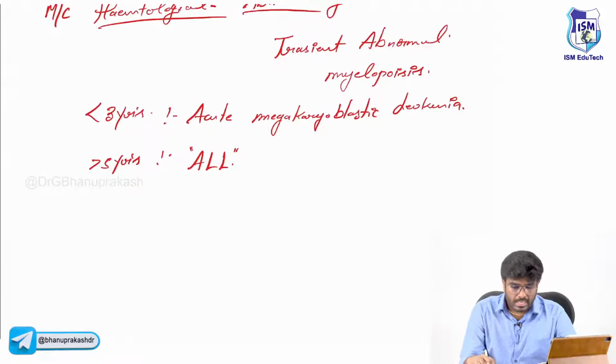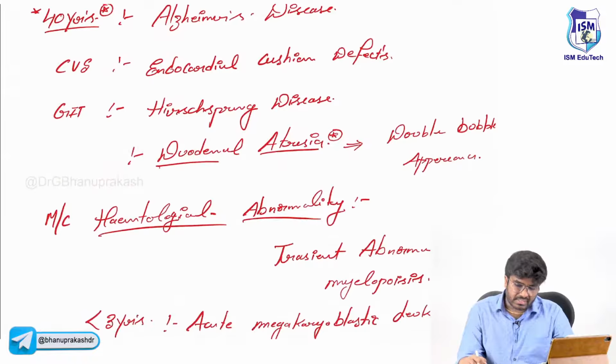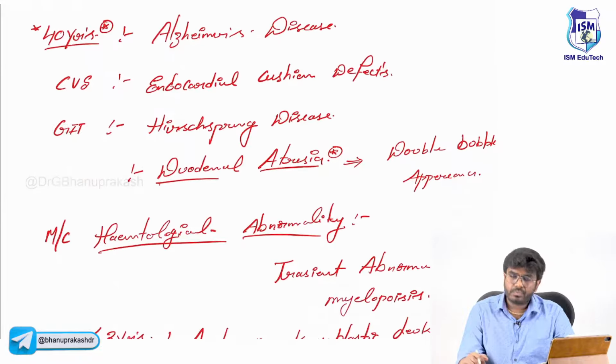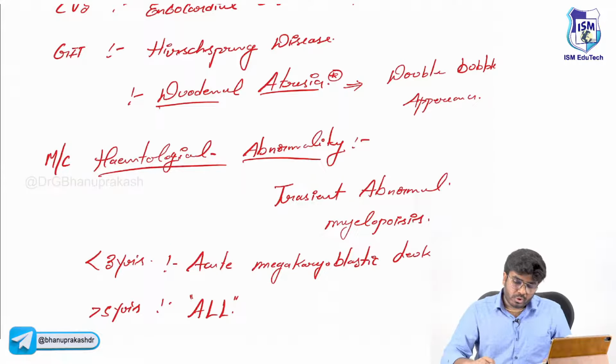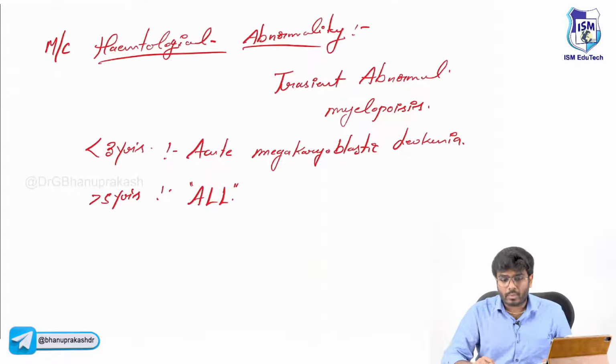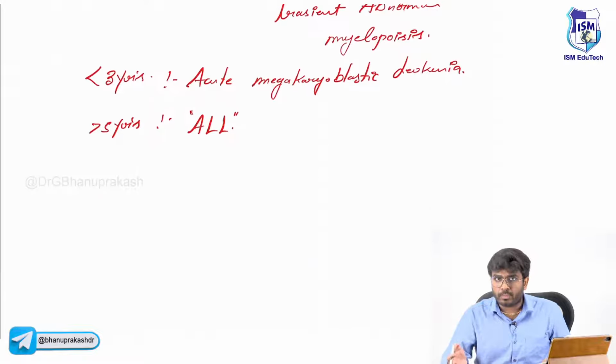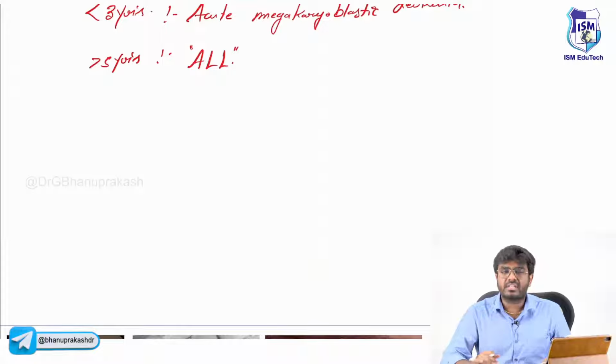These are the diseases associated with Down syndrome: Alzheimer's disease, endocardial cushion defects, Hirschsprung disease, duodenal atresia. The most common hematological abnormality is transient abnormal myelopoiesis. Before 3 years, it is acute megakaryoblastic leukemia. After 5 years, it is acute lymphoblastic leukemia.